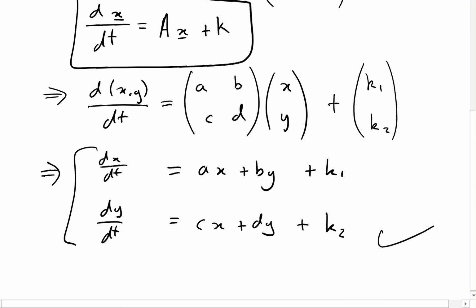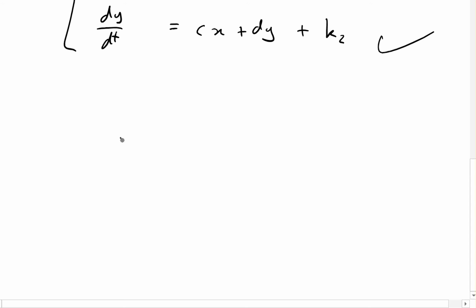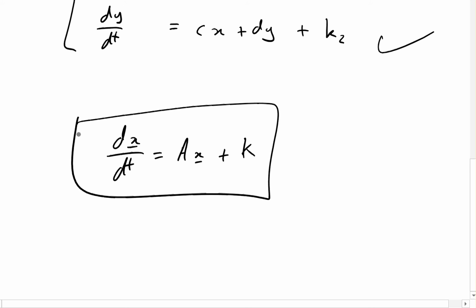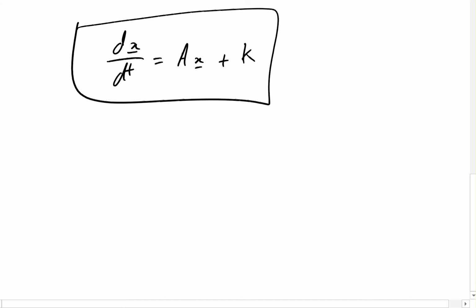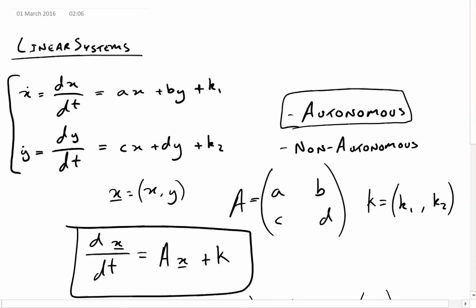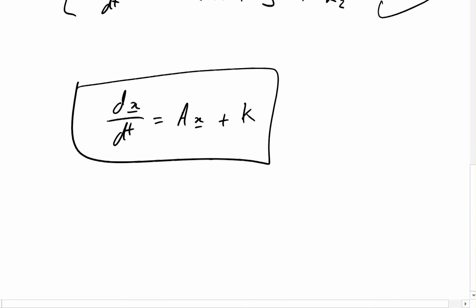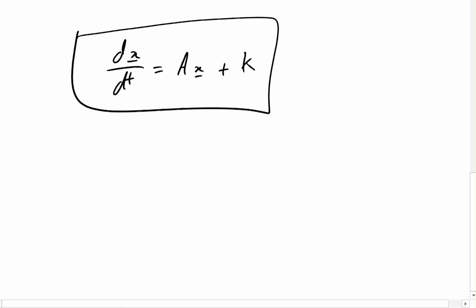Now what I can do, once I've done all that, is write this out again. So I've got dx vector by dt is going to be equal to Ax plus k. That's now what I want to consider. This is now my linear system combined into one equation, which is so much easier to work with.